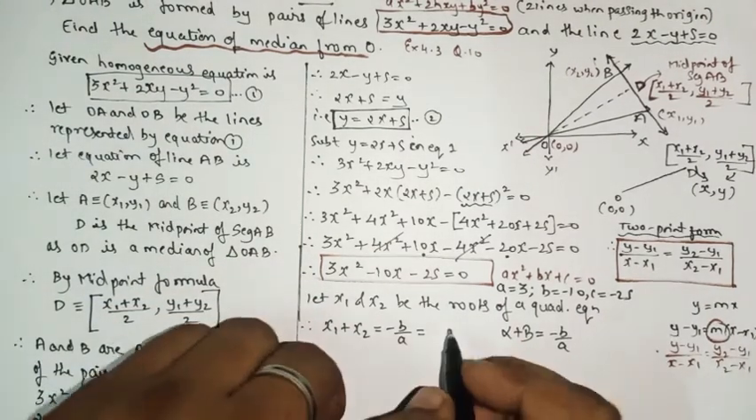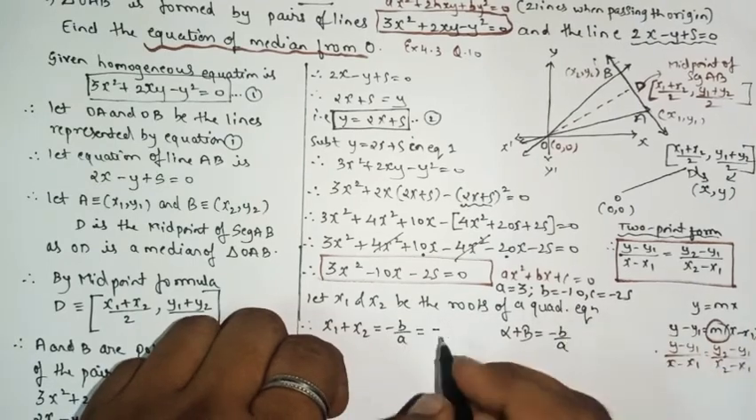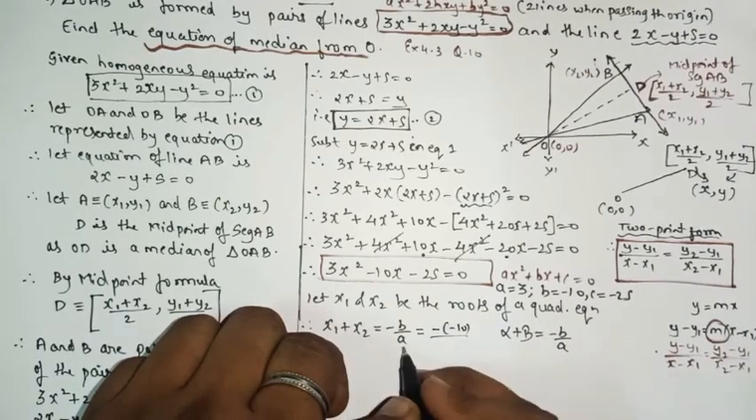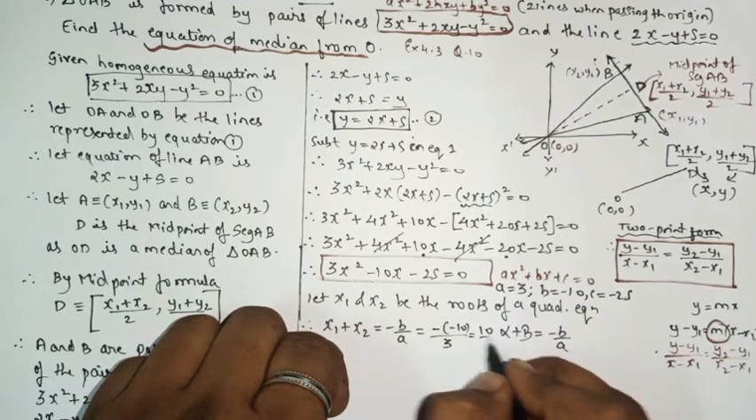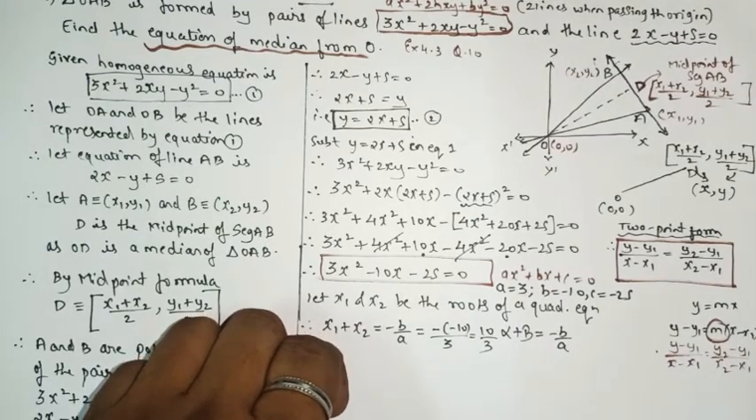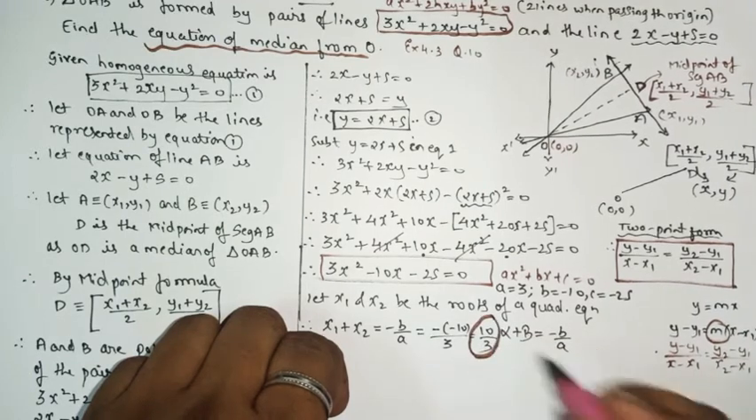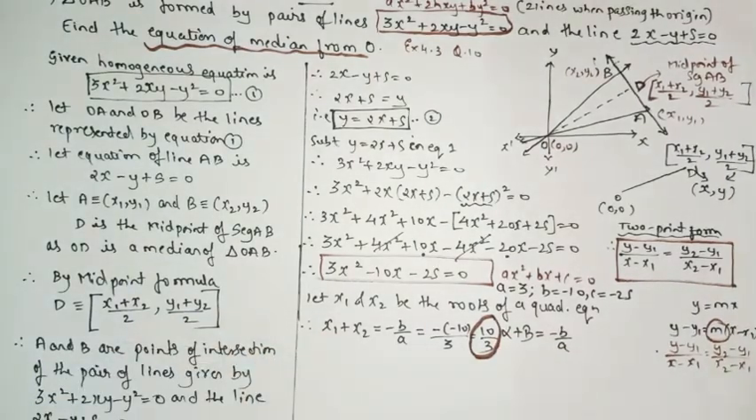Understood? Okay, so minus, what is the value of b? Minus 10 upon the, what is the value of a? It is 3. So this will be 10 by 3. So here we got the answer, the sum of the roots, that is 10 by 3. Understood?